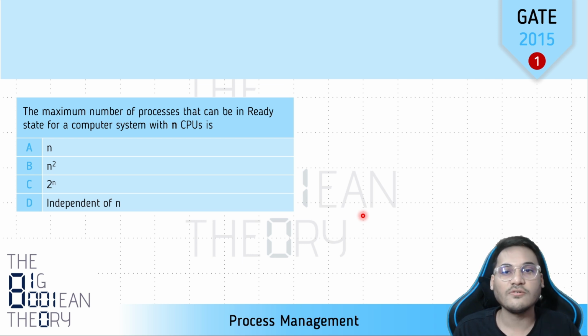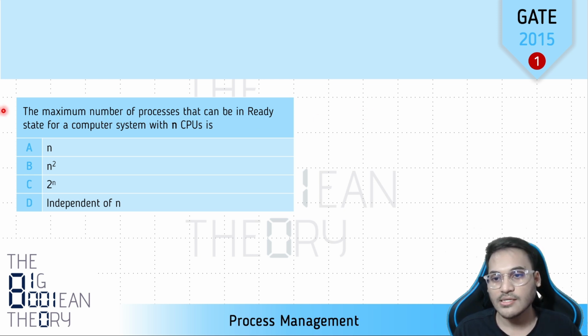This video is part of a lecture series on operating systems, and in this video we are going to solve a GATE question which was asked in the year 2015 for 1 mark. This question is related to the process state diagram, that is, the life of a process. So let us read this question.